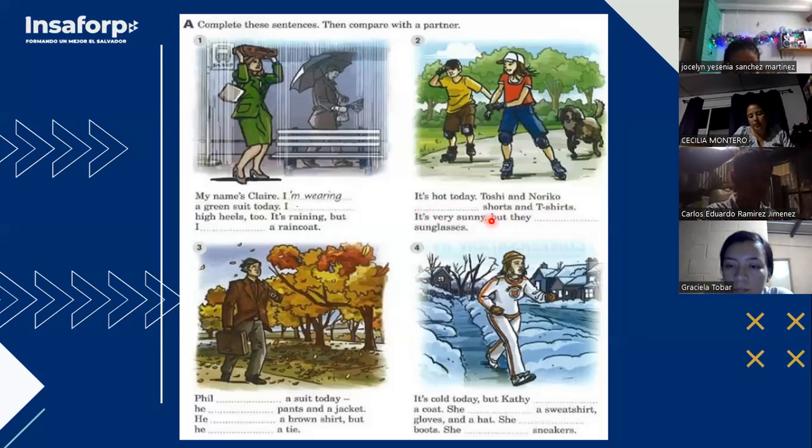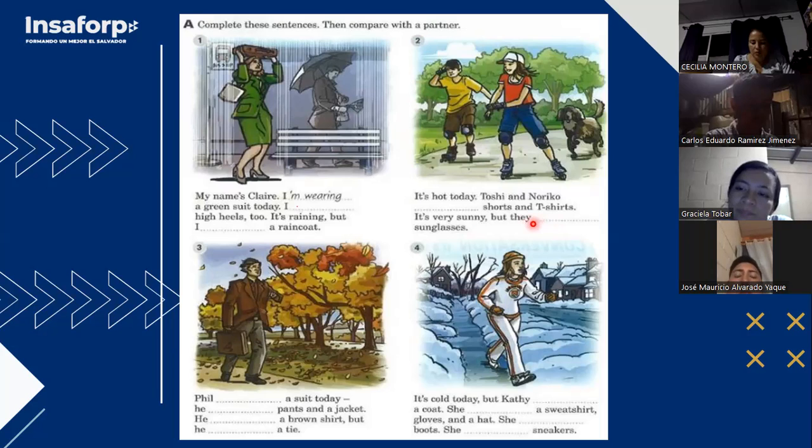It's very sunny. Sunglasses. They are wearing sunglasses. You can say, Henry, you can say they are, or you can say they're wearing sunglasses. They wear sunglasses. They wearing sunglasses.